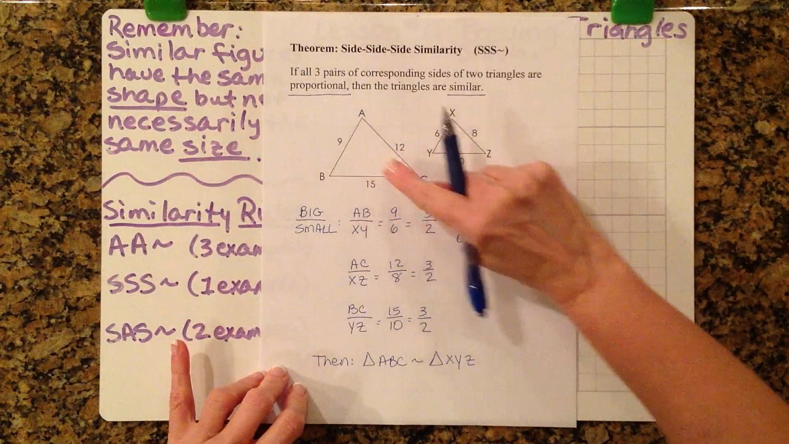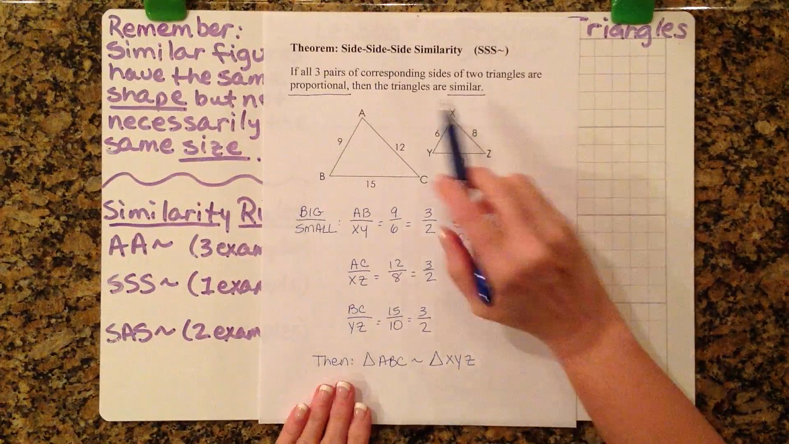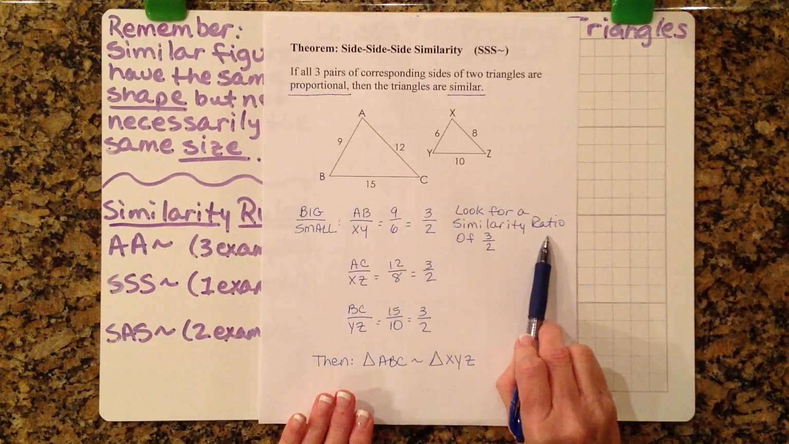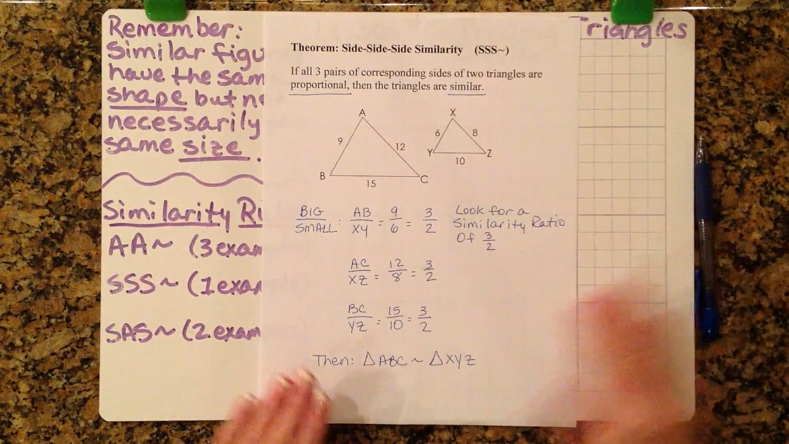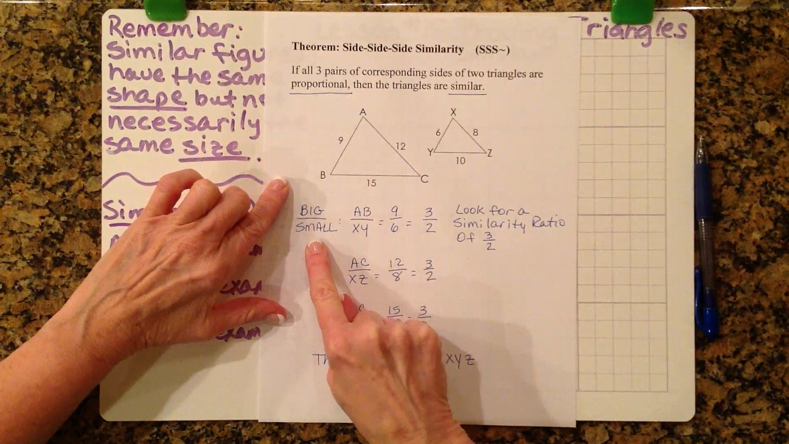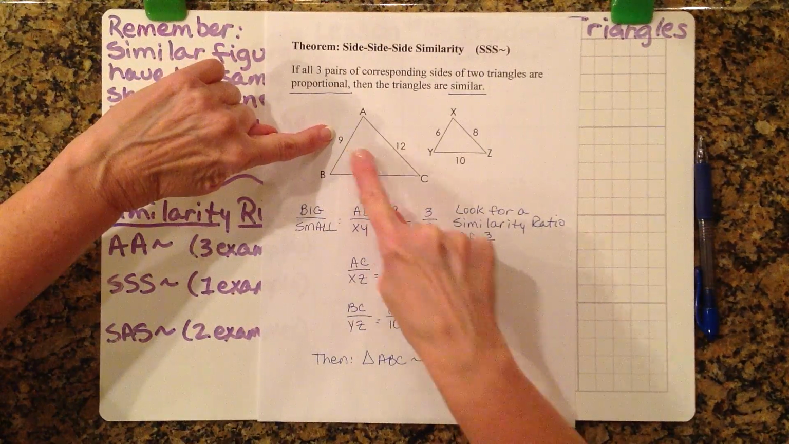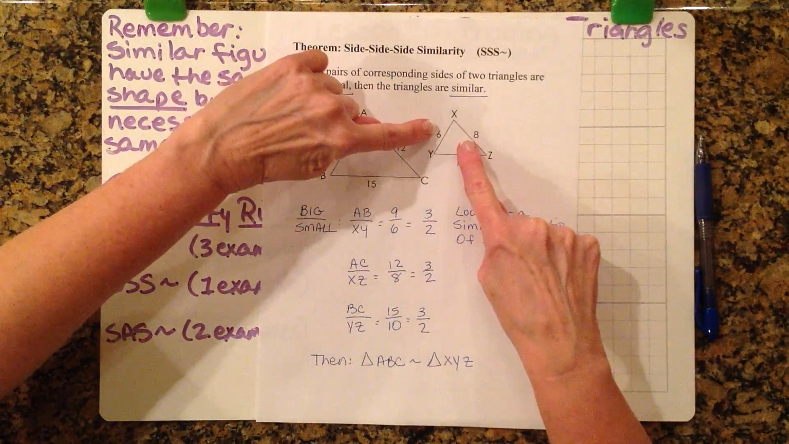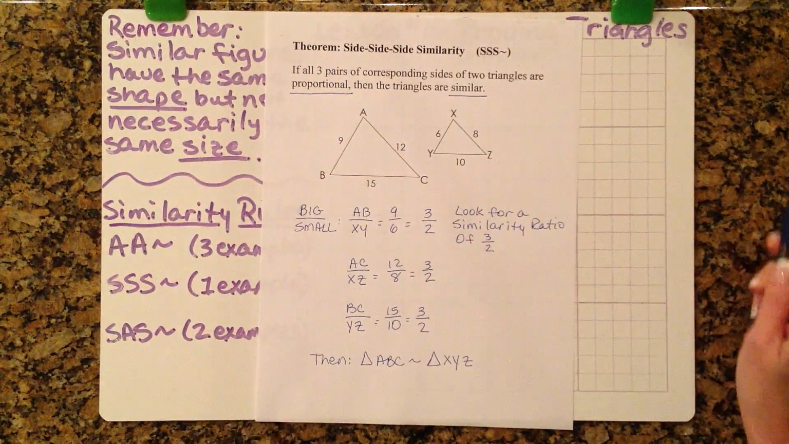So I've got triangle ABC and XYZ right here. And I'm going to look at all the corresponding sides and see if they have the same similarity ratio. Remember, we talked about that a couple of days ago. So you have to set up your ratio the same way for each side. And if you notice, I have big over small. I'm going to use the side on the big triangle on top, AB, for example, over the small triangle. So this side on the small triangle, which is 6, goes on the bottom.